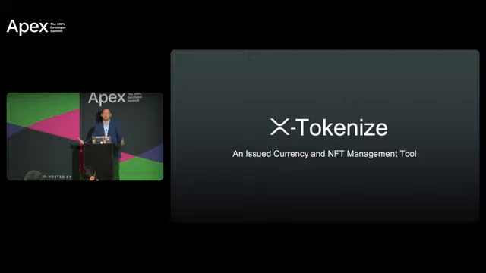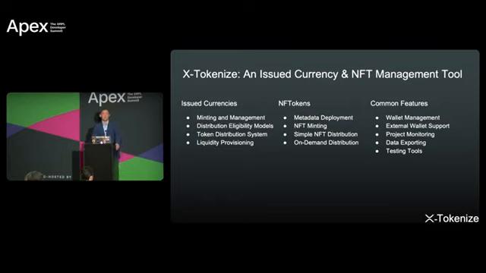So we all know about the tokenization boom on the XRP ledger. Over the past couple of months, or I guess you could say over the past year, there have been several projects issuing assets, performing airdrops, selling their token on the DEX. But I noticed that they're all recreating the same tools to perform their distributions, their airdrops, etc. XTokenize facilitates the minting, management, distribution, and sale of issued currencies and NFTs on the XRP ledger.